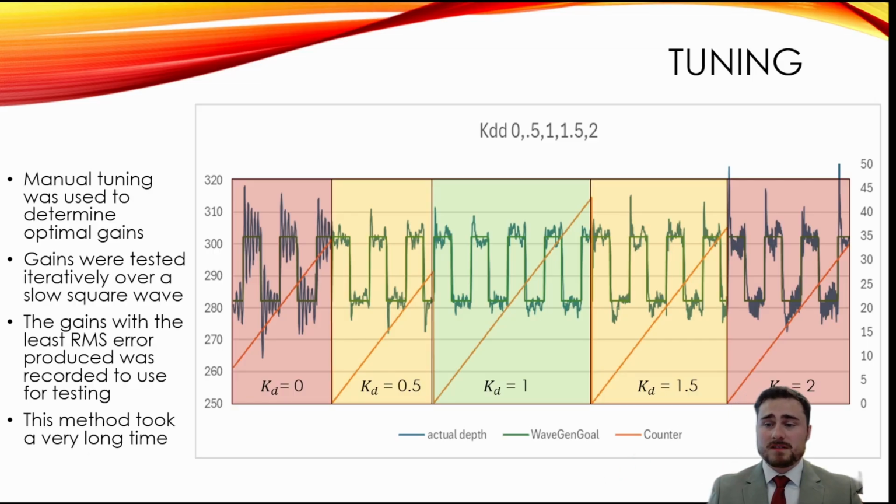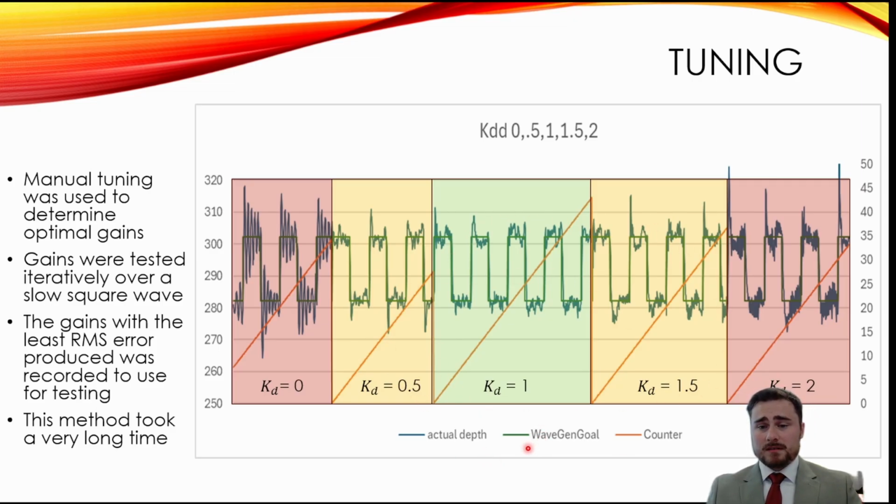So manual tuning was used to determine the optimal gains. And manual tuning typically involves an operator using their knowledge to adjust gains, either by doing a procedure and then tweaking gains, or just adjusting gains blindly. For this project, I did a different approach where gains were tested iteratively over a slow square wave, and I tracked the error that was generated over these waves to see which gain produced the least amount of error.